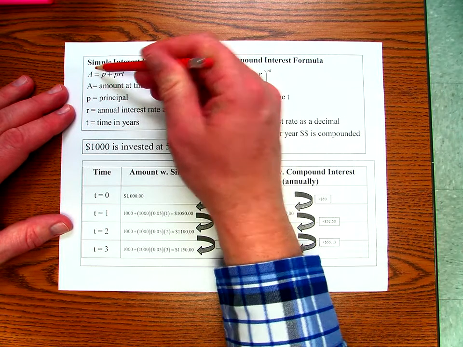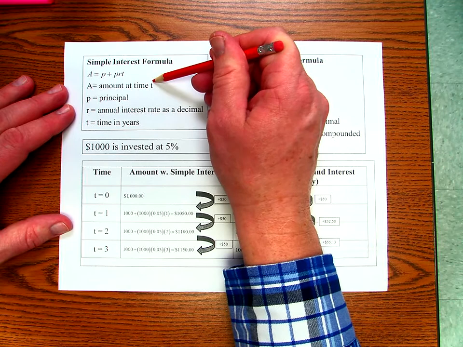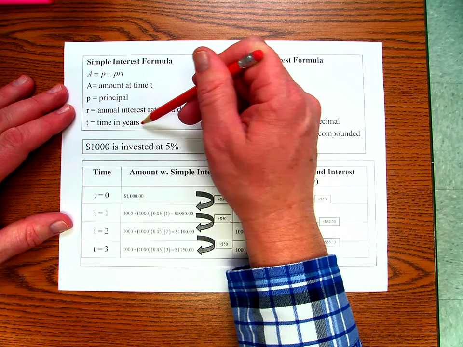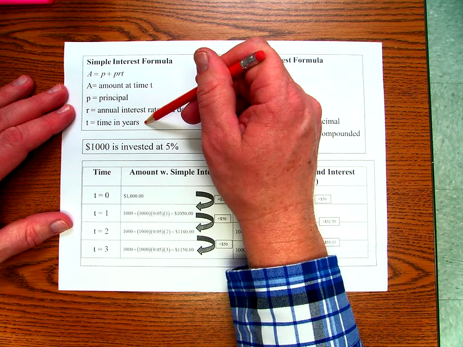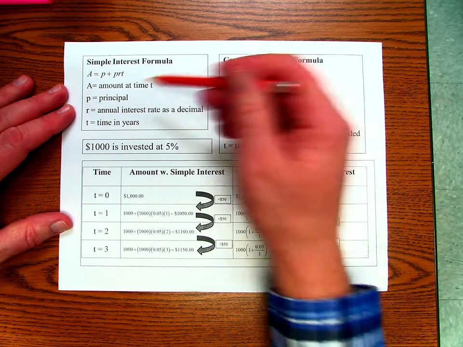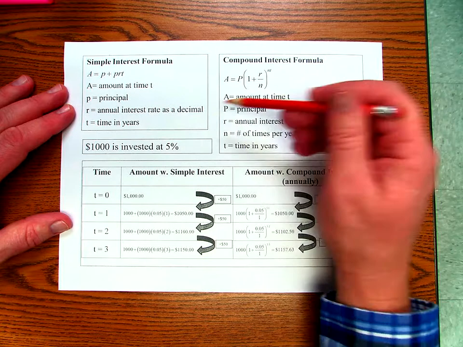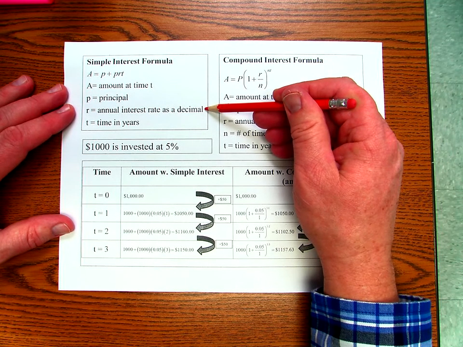A is the amount of money that you have at time T. That time T typically is in years, but it doesn't have to be. For everything we do in this class it would be, but in theory for this particular formula it doesn't have to be. P is principal, which is the initial amount of money that you invest. R is your annual interest rate, and that's always put in as a decimal.